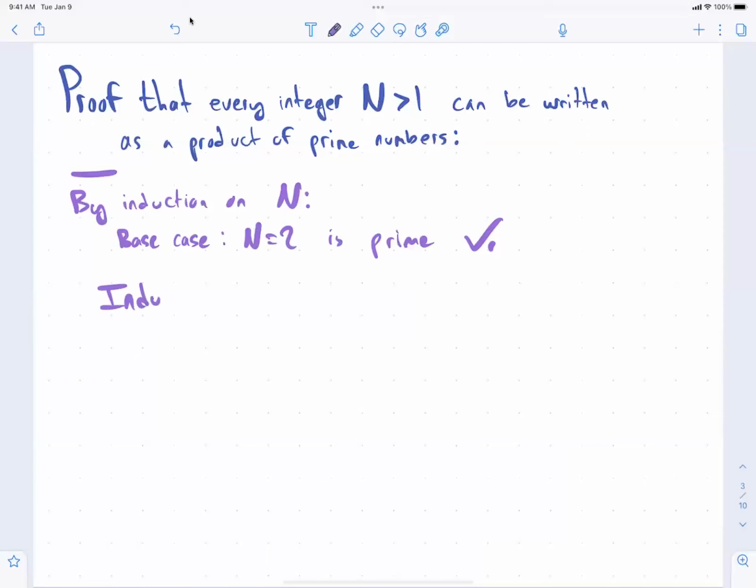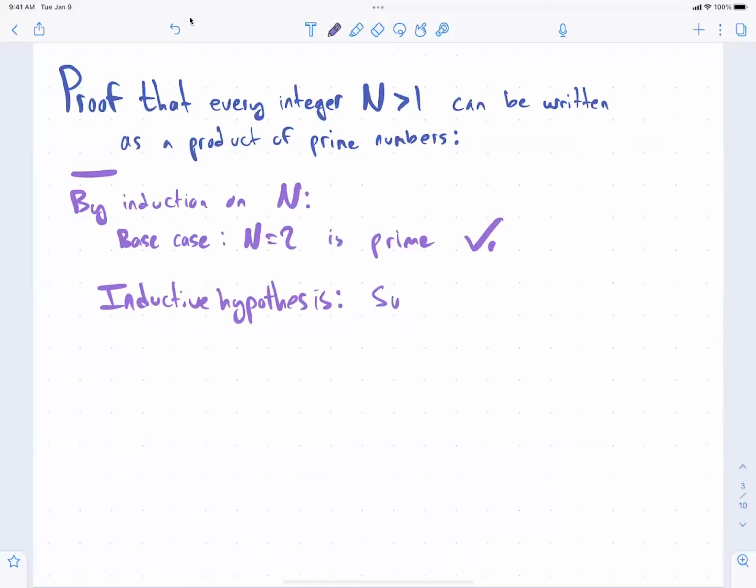First, let me say the inductive hypothesis. Previously, when we were doing inductive hypotheses, we went from knowing something was true for n to knowing it's true for n plus 1. Here, I'm going to do something a little bit different. I'm going to suppose I know it for everything, not just n, but everything at most n.